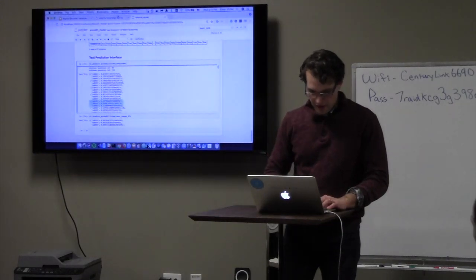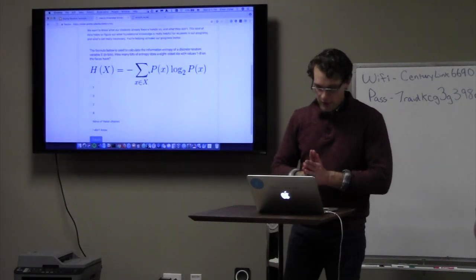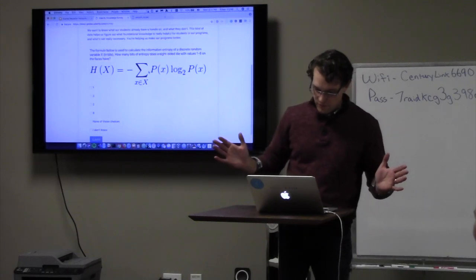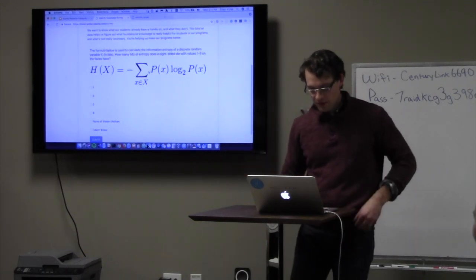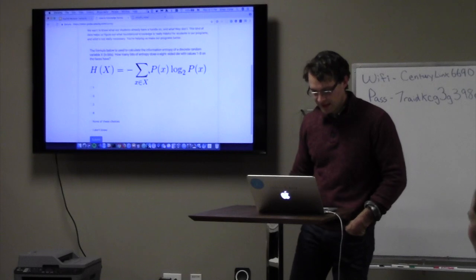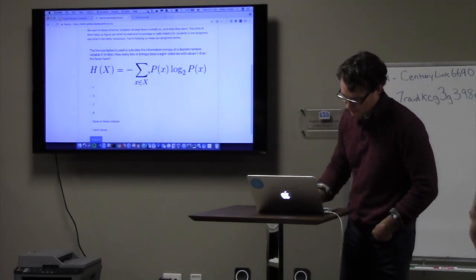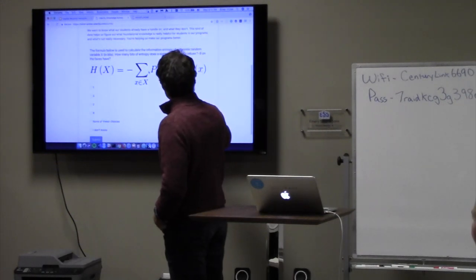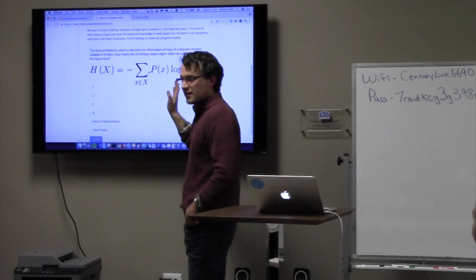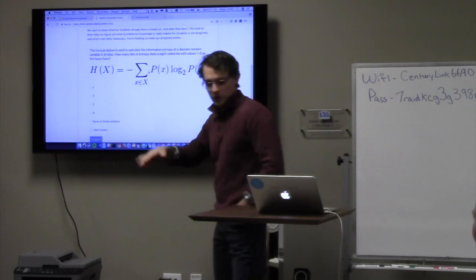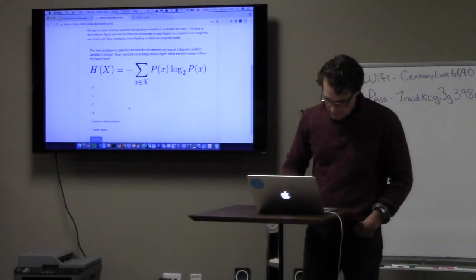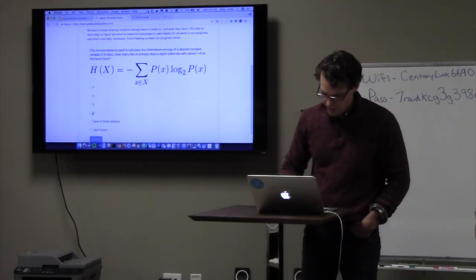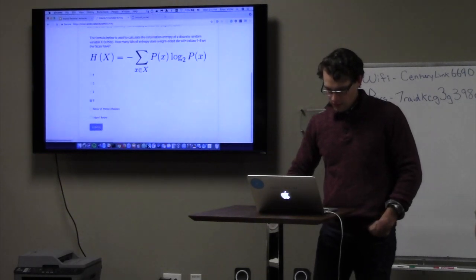So here is my survey. The formula below is used to calculate information entropy of a discrete random variable x in bits. How many bits of entropy does an 8-sided die with values 1 through 8 on the faces have? Now, since an 8-sided die will be uniform probability, actually that's not important to explain. Let's just answer one, and right or wrong will tell us something.